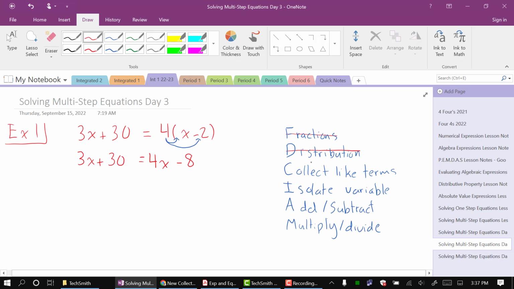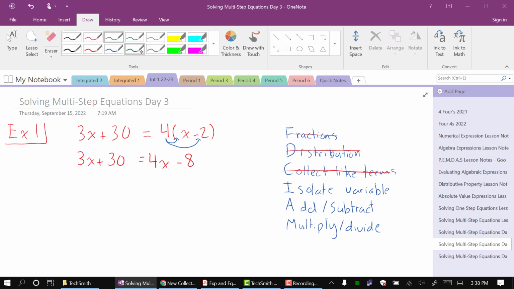My next step is to collect like terms. I have no like terms in this problem. On the left side, I only have a variable and a constant or an integer. And on the right, I only have a variable and I have an integer. So no like terms to collect.